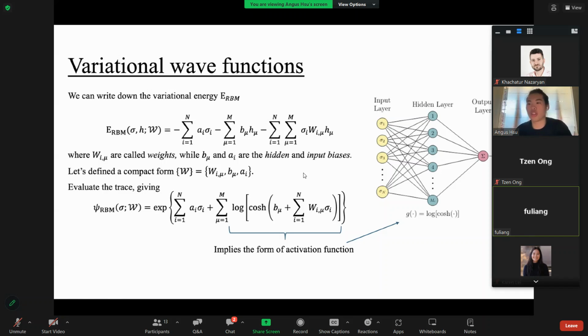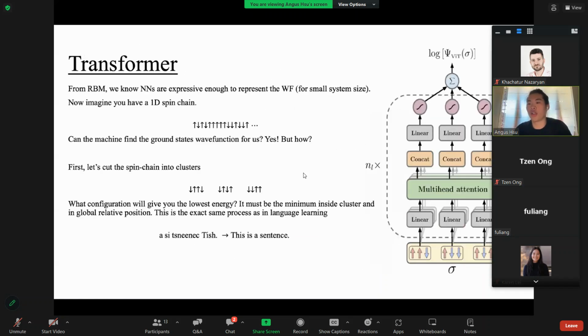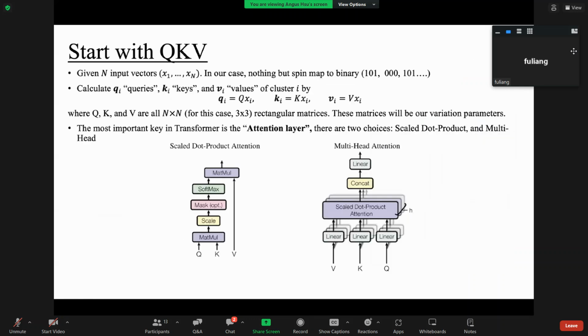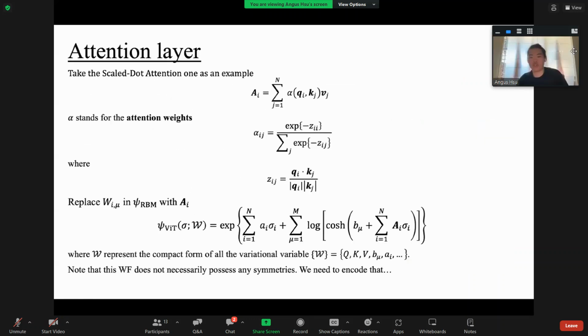You just want to swap out this W with the transformer. So the transformer here, the entire thing, you can imagine that's a W. It's just a more powerful way to implement your weight. So that's really what I'm going to say in this slide. I'm going to go through the scaled dot attention.